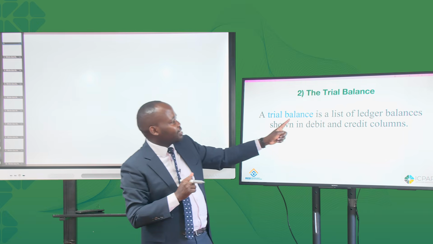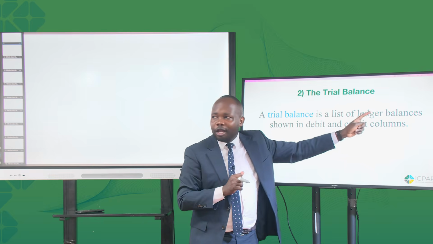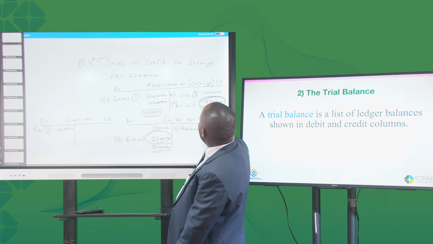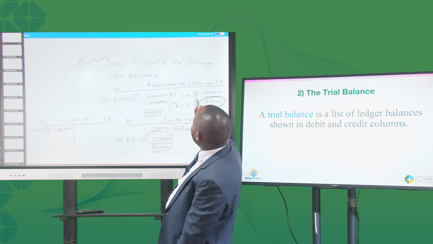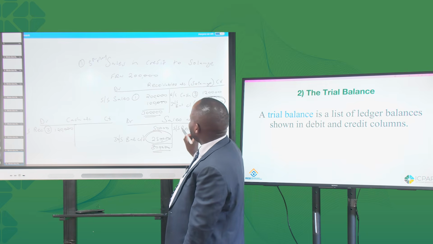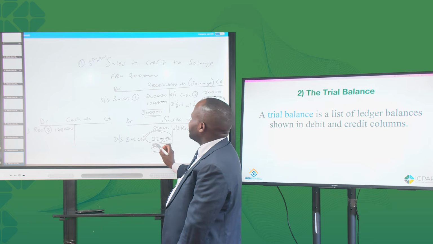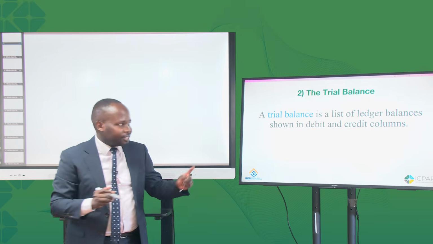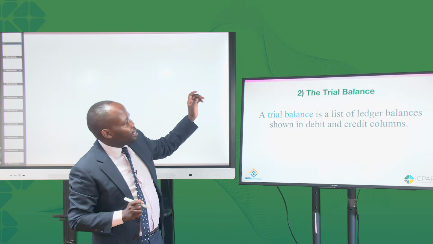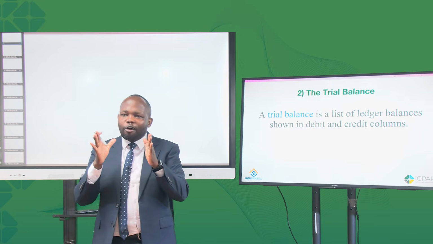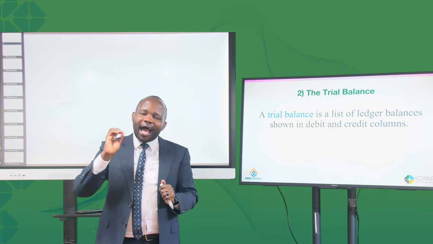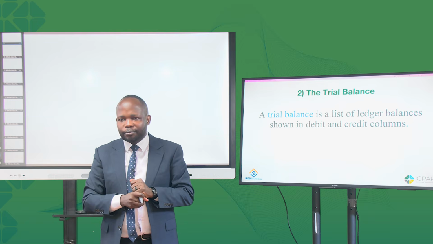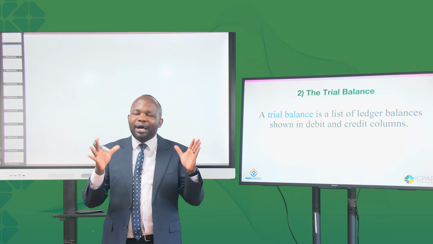A trial balance is a list of what? All ledger balances. A list of all the ledger balances. So there is a balance in the receivables of 180. There is a balance in the sales of 250. So it's a summary of the balances from the ledger accounts. And this summary of the balances are shown as either a debit or a credit entry. The rules of thumb are these.